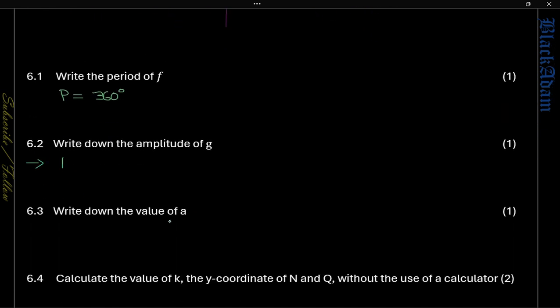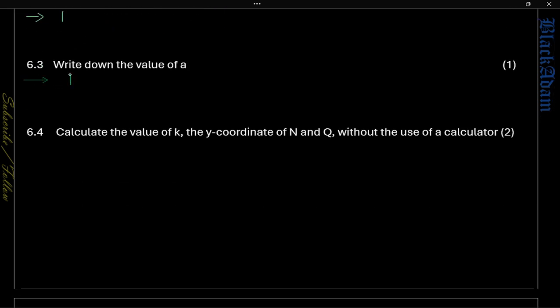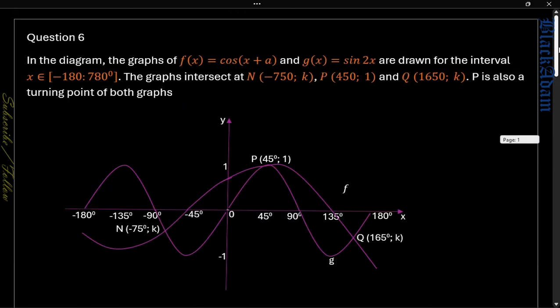That's 6.2. And then write down the value of a. If you look at a, it's going to shift, probably shift to the left. So that means that is going to be right down there. That will be 45 degrees. Look at whether it shifts to the left or to the right, depending on how the graph is. So that's 45 degrees to the left. And then from there we look at also the values.